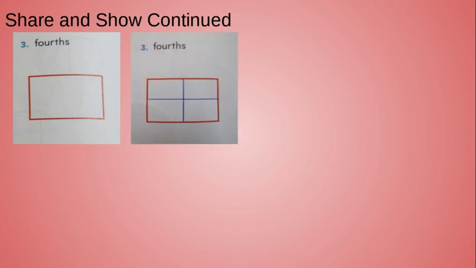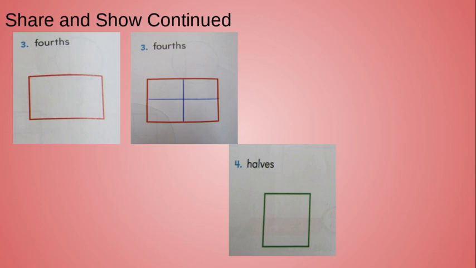Number 3 says we need to divide this rectangle into fourths, 4 equal parts. Here's how I did it. Remember, fourths has 4 equal parts. For number 4, we need to show halves. And again, there's more than one way I could do this. However, I practiced it by drawing a diagonal line to show 2 equal halves, 2 equal parts.